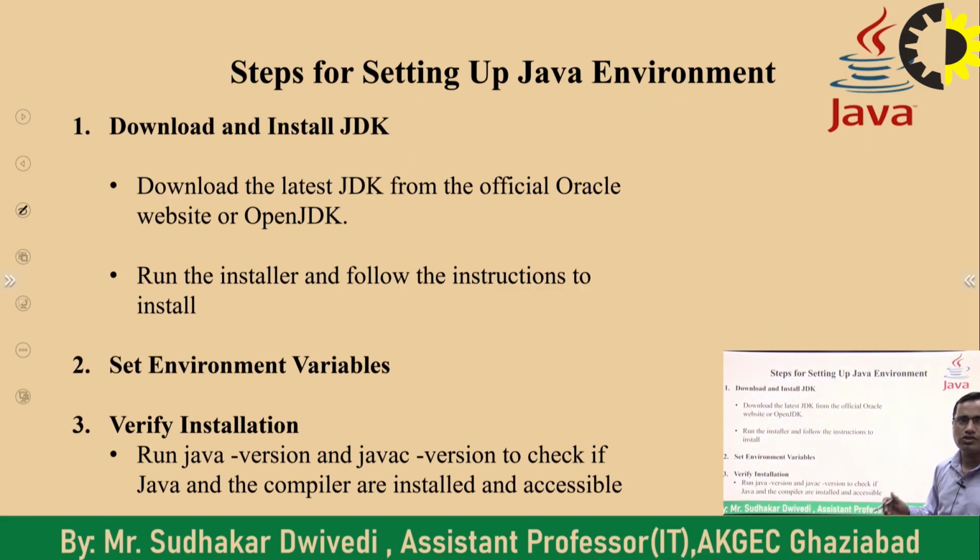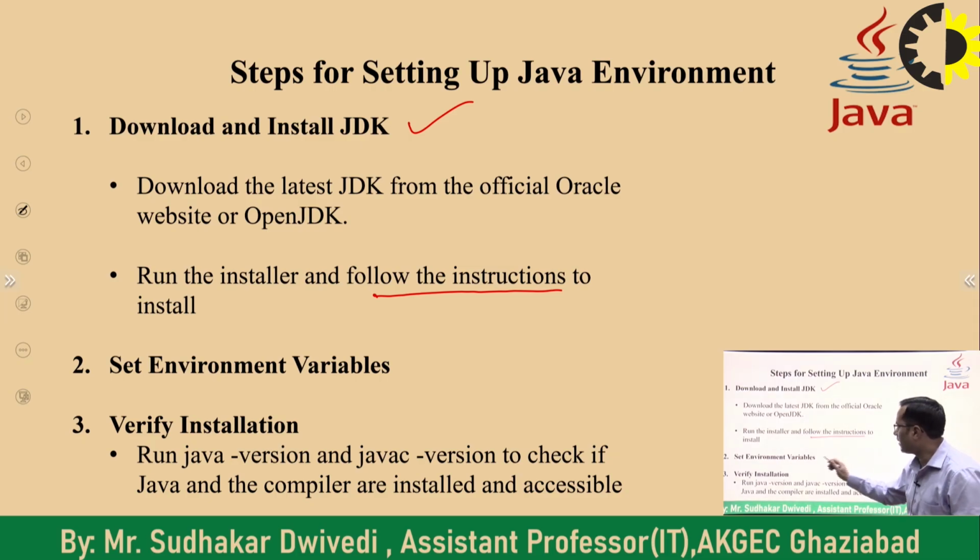So first we need to set up this environment in our system. For that, we first need to download and install the JDK. We can download the latest JDK, the Java Development Kit, from the official Oracle website or OpenJDK, then run the installer and follow the instructions to install Java in our system. After the installation, we have to set some environment variables, some paths, so that the system can find the Java compiler and Java interpreter, and we can easily compile and run Java programs.